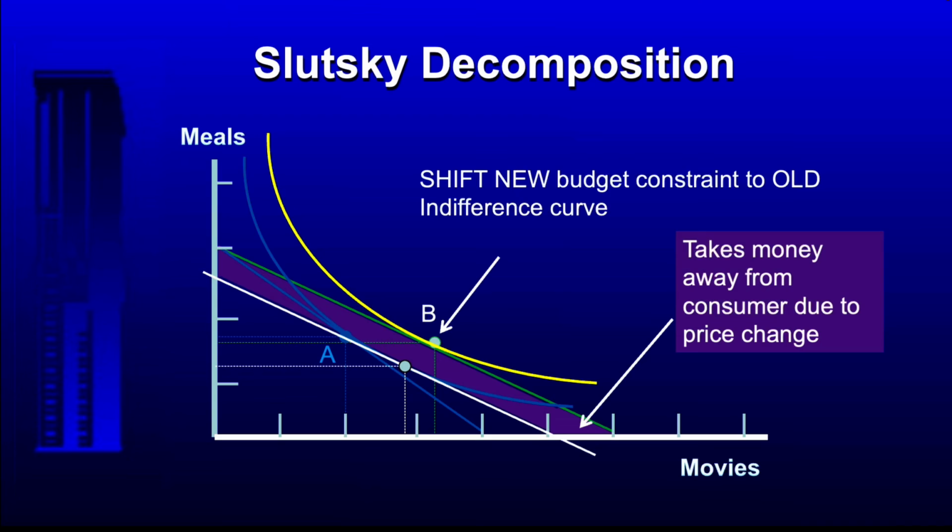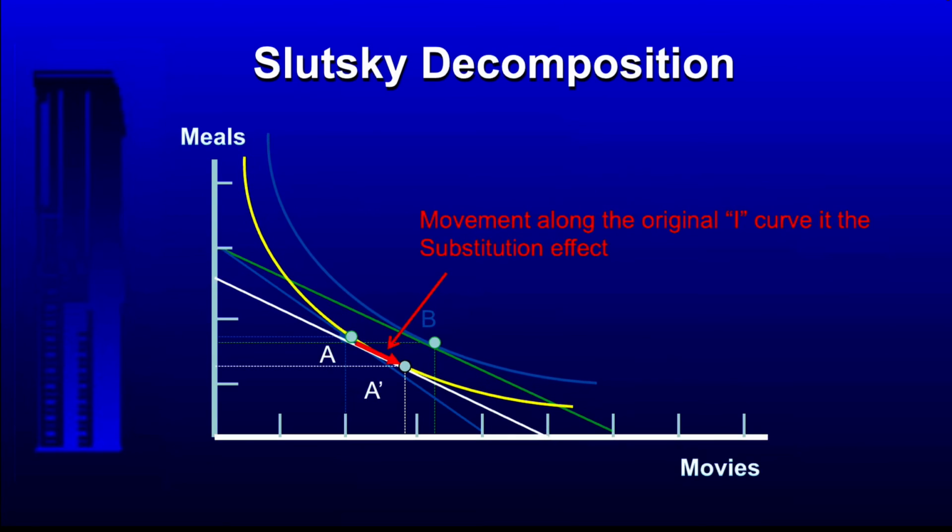So that takes away the extra buying power. Now we want to look at just how much substitution between, say, meals and movies he would make if he didn't get any more buying power as a result of the decrease in the price of movies. So the distance here marked by the red arrow will show us what the actual substitution effect is going to be.